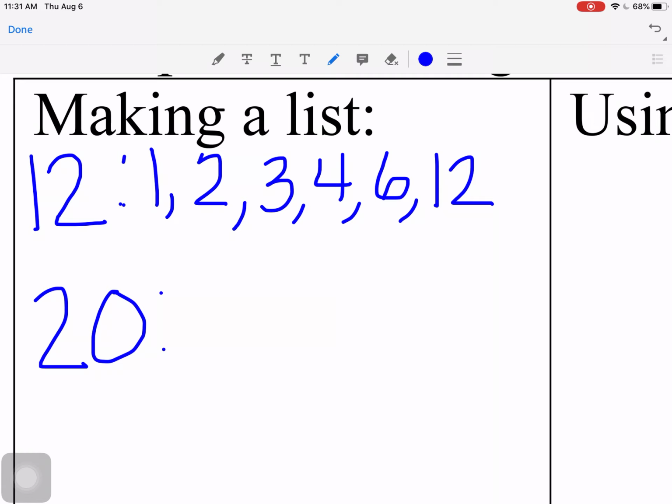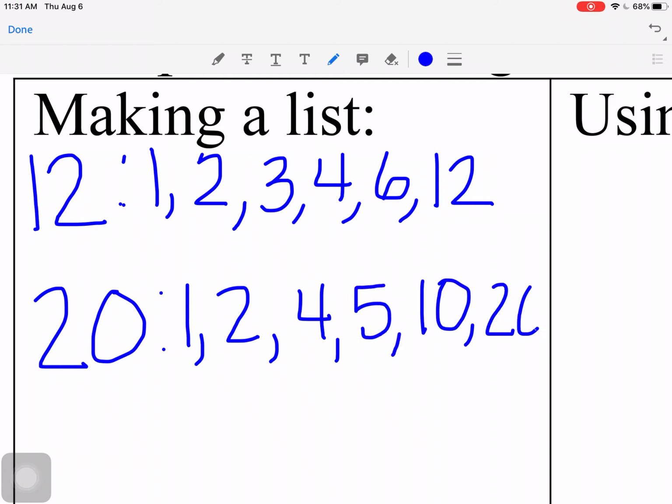Then we want the factors of 20. So we want 1 divides evenly into 20. So that's 2. So that's 4, 5, 10, and 20.